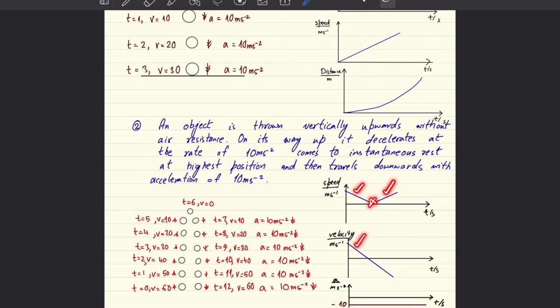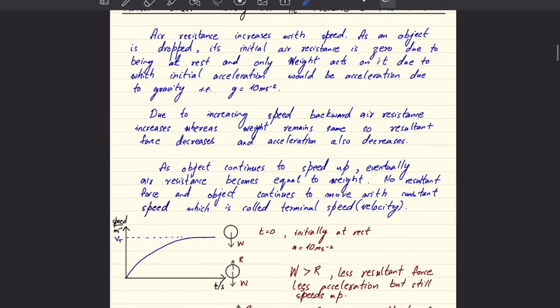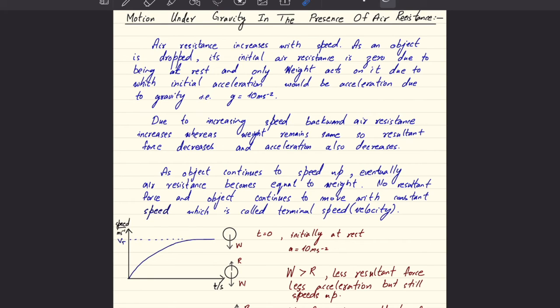If it is a velocity graph, then I have to show the change in direction with the negative sign of velocity. An object might be released in the presence of air resistance. In that situation, although the weight is a constant force, the air resistance depends on speed. So as the speed increases, the air resistance would continue to increase, and hence the resultant force would continue to decrease. And because of that, the acceleration would also decrease.